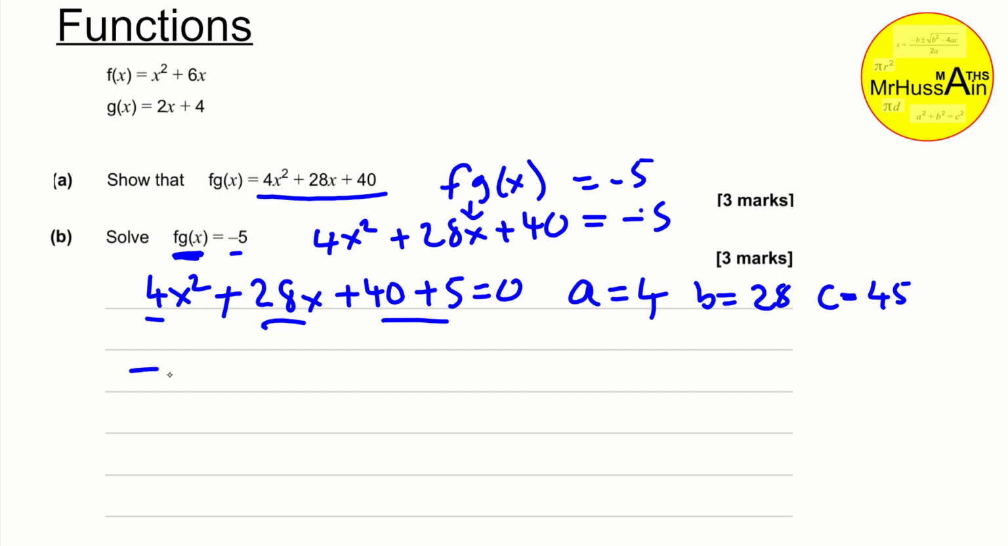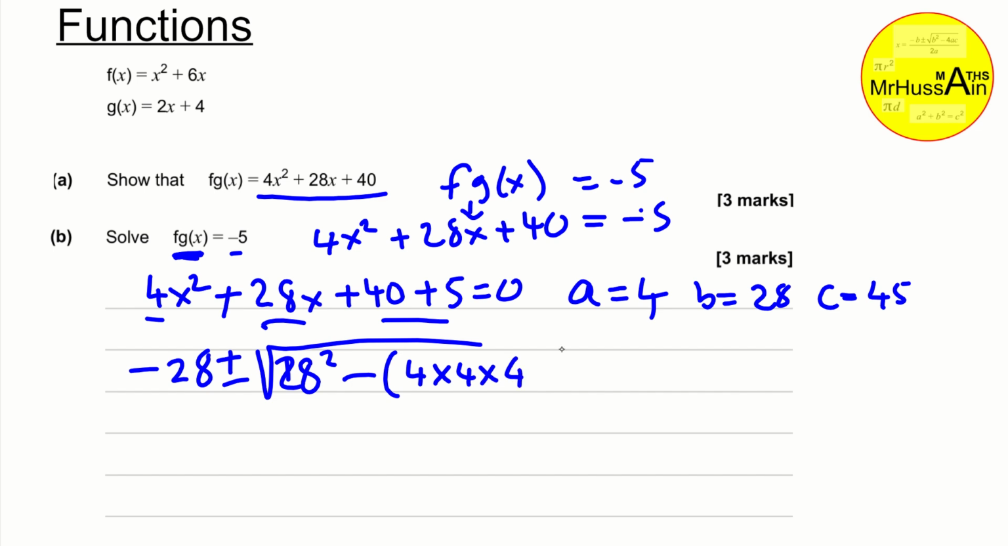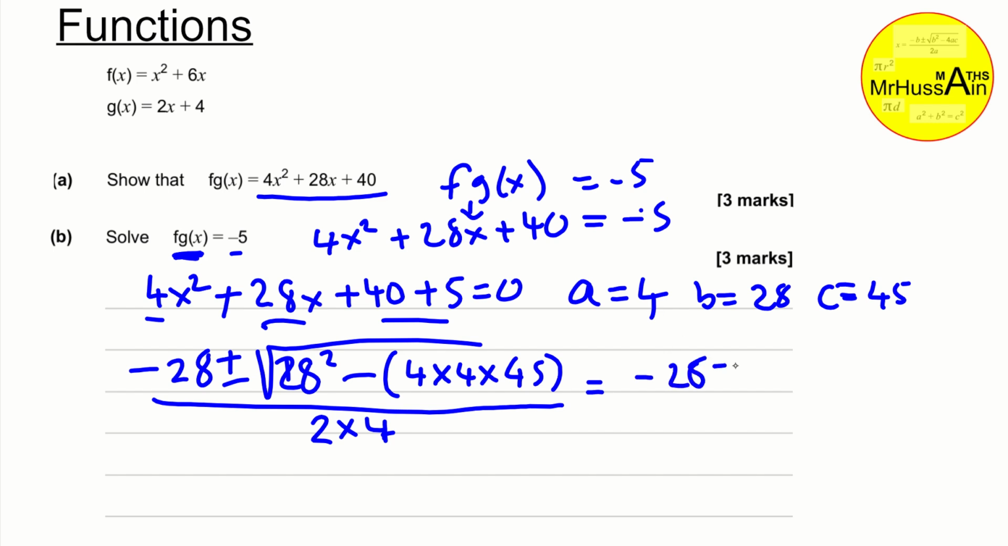So minus b, where is b? B is 28, minus b plus minus square root of b squared, so that's 28 squared, minus, I like to put that in bracket, 4 times a times c divided by 2 times a, which is 2 times 4. Once we've tidied all of this up, so it's minus 28 plus minus 28 squared, take all of that, should be 64 divided by 8.